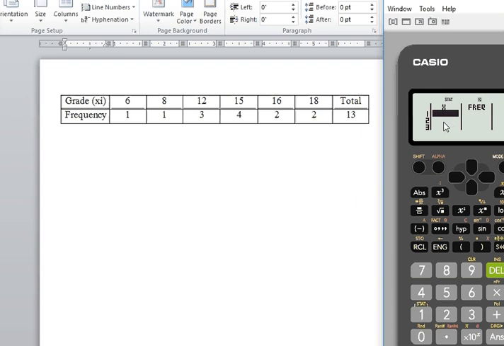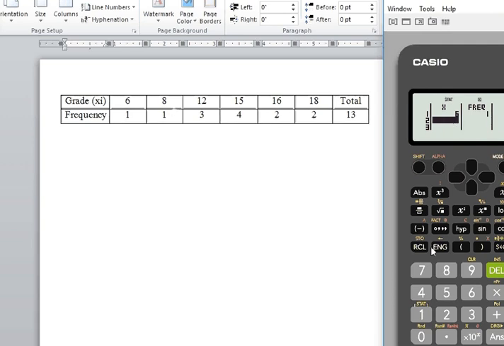Here you have the x values, the xi, and here frequency. Okay, here you input the variables that you have in your table. My table has these values: 6, 8, 12, 15, 16, 18. These are my xi's, so I put 6 here. Then you press equal. So 6 equal. Okay, it moves to the second row.